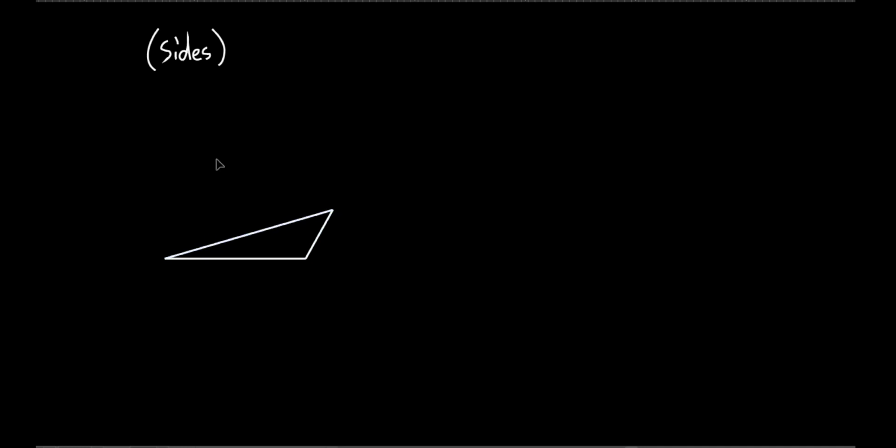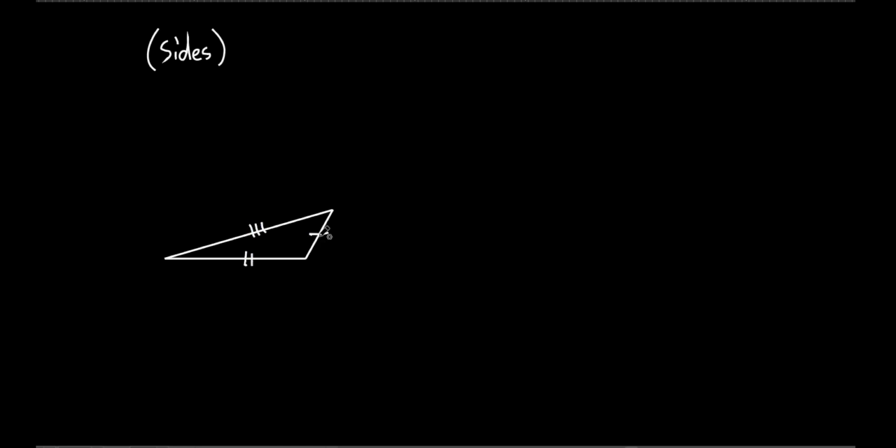All right. Now, we're looking at the sides. We don't care about the angles. This is an obtuse triangle, right? You can look at it and kind of see it's an obtuse triangle. But I'm looking at the sides. So this side is that long. This side is this long. And this one is this long.